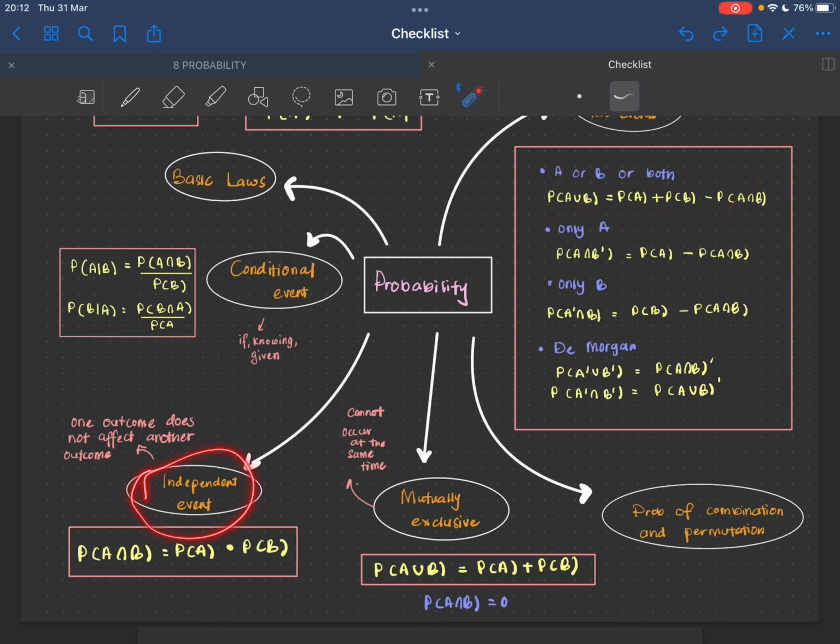Independent events: one outcome does not affect another outcome. So we have P(A intersect B) equal to P(A) multiplied by P(B). And we have conditional events, where the keywords are if, knowing, given, and so on. So this is the formula. The given part is always on the back here.